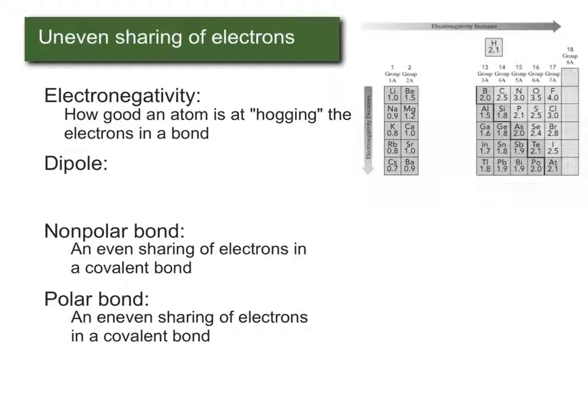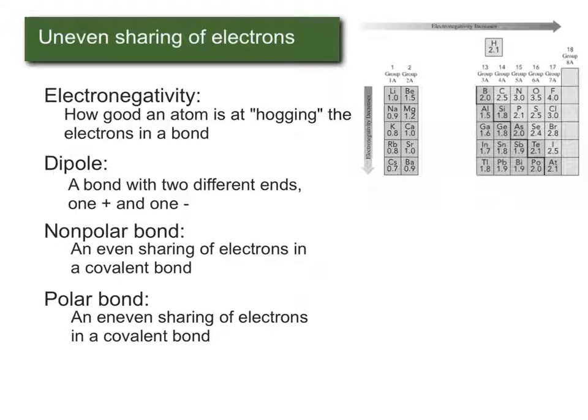So a dipole, di meaning two, and poles meaning ends, means that there's two different ends to the bond. So one end of the bond has more electrons than the other one, and so the end with more electrons is going to have a partial negative charge, and the end with less electrons is going to have a partial positive charge.